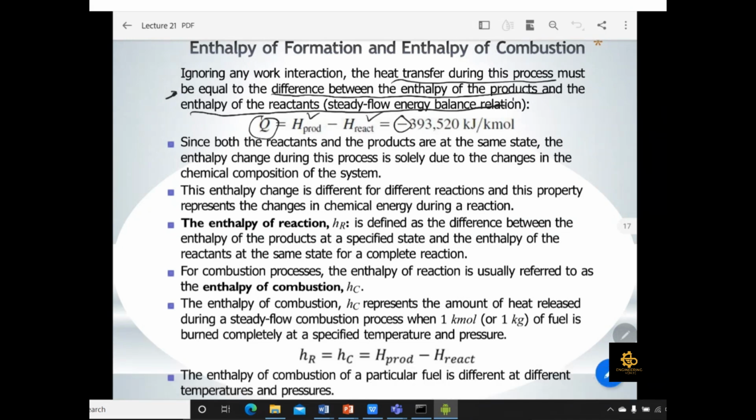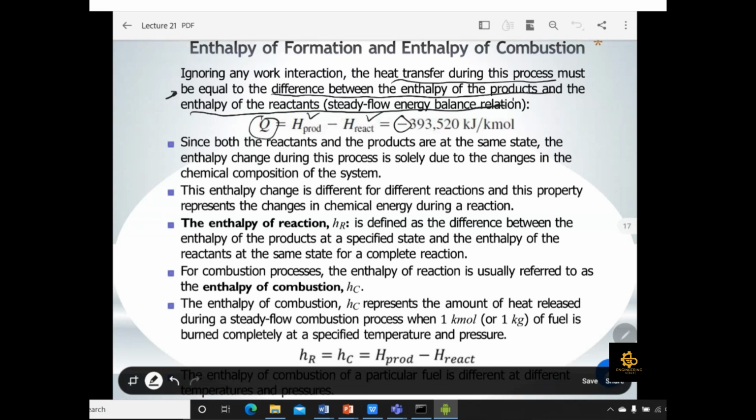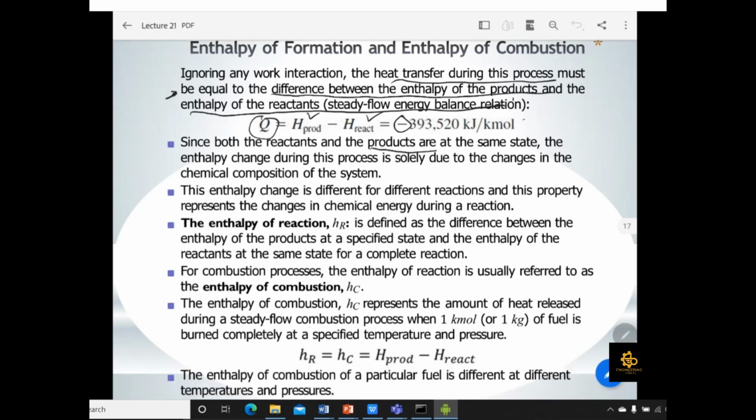And the minus sign means that energy is released during this reaction, and it is an exothermic reaction when we represent it with the negative sign. Since both the reactant and the product are at the same state, the enthalpy change during this process is solely due to the change in chemical composition of the system. This enthalpy change is different for different reactions, and this property represents the change in chemical energy during a reaction.